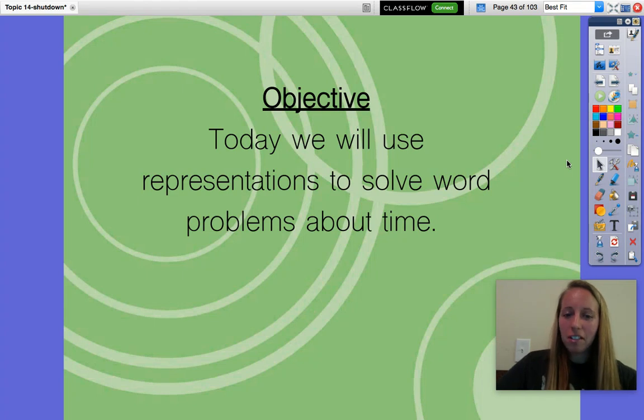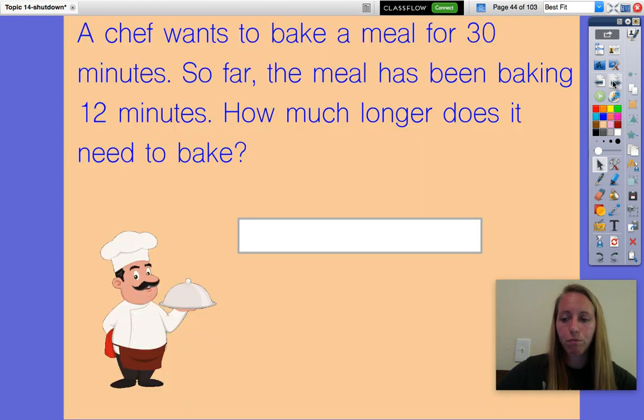Hello, boys and girls. Today for math, we are going to use representations to solve word problems about time. So we've been talking a lot about telling time to the minute and then solving elapsed time. Today we're going to read word problems and figure out what they're asking about time, but we're going to use bar diagrams to help us solve.